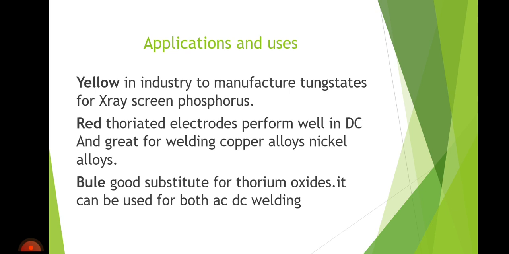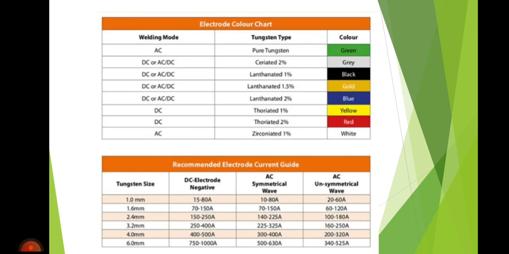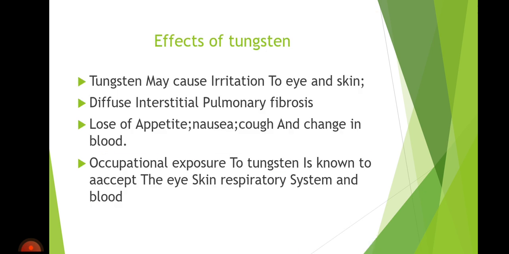Red is good in DC and great for welding copper alloy and nickel alloy. Blue is a good substitute for chromium oxide. It can also be used for both AC and DC. And here is some electrode color chart for the types of tungsten and recommended electrode current guides. Now we are going to discuss effects of tungsten.